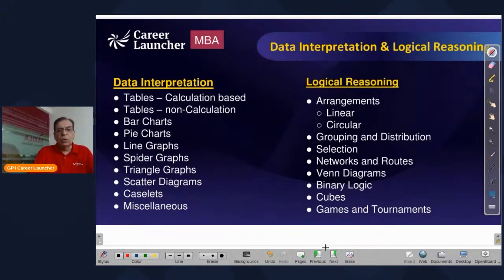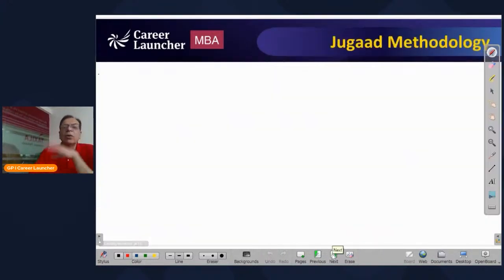Okay, so let's move to the main focus of the agenda today. Now, what is the Jugaad methodology? This is a very simple thing. Yes, it's a name which students have given, and I've continued using that name. But to me, Jugaad is nothing but common sense. Now, when we look at DILR as a section, what does it have?